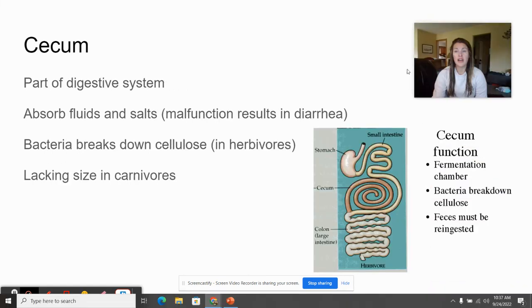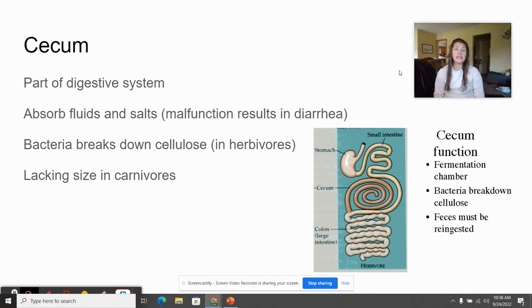In animals, especially herbivores, there is a structure called a cecum, and this is part of the digestive system. If we think about our digestive system from mouth to butt, you are basically a big tube. So your food goes in your mouth, down your esophagus, stomach, small intestine, large intestine, and then rectum or poop chute if you want to be a little bit crude. So in a lot of animals, they have something called a cecum.